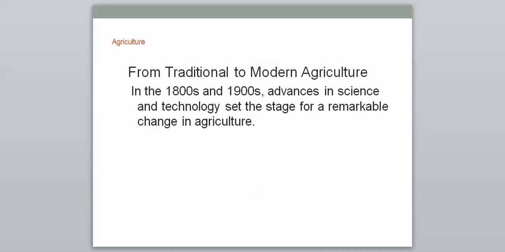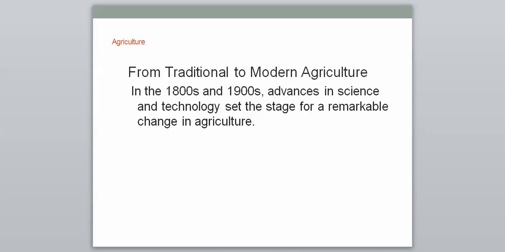However, agriculture has changed drastically, so we're going to start with traditional agriculture and work toward modern. In the 1800s and 1900s, there were multiple advances in science and technology that set the stage for a remarkable change in agriculture.